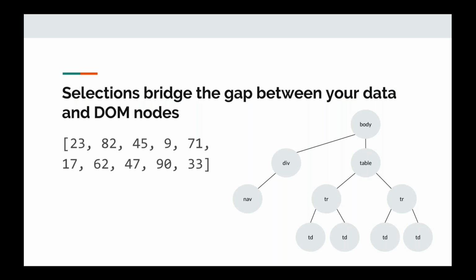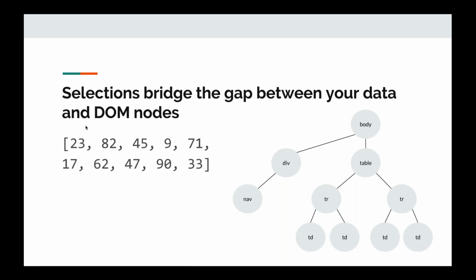So selections basically bridge the gap between your data and your DOM tree. On the left, we have some random data set with a few numbers generated using D3 random number generator. On the right is the example DOM tree I showed before. If you think about what data visualization is, it's taking some data and creating a visual representation of elements in that data set, right? In the web world, the way we do that is we typically want to create some sort of DOM element, some node corresponding with data. So for example, in this data set, I might want to create a table cell for every one of these numbers. Selections are what bridges that gap.